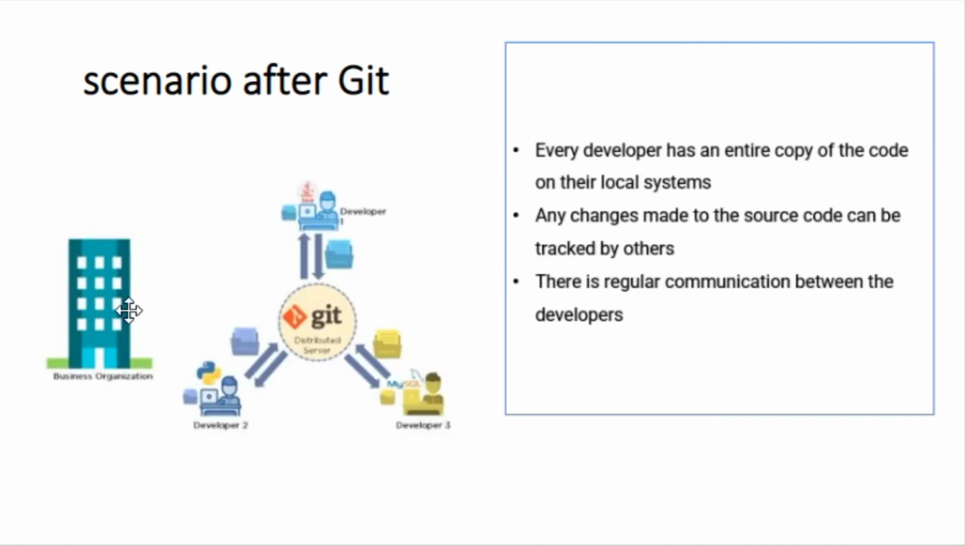After Git, we have something like this. Business organization, we have a Git server, a distributed server. Everybody has their local copy and everybody is pushing, and they basically have proper communication: developer 1 can see the changes of developer 2 and developer 2 can see the changes of developer 3. So we can track all these things, who is doing what, and we can easily identify the cause if we find any issues. So that's how we work nowadays.